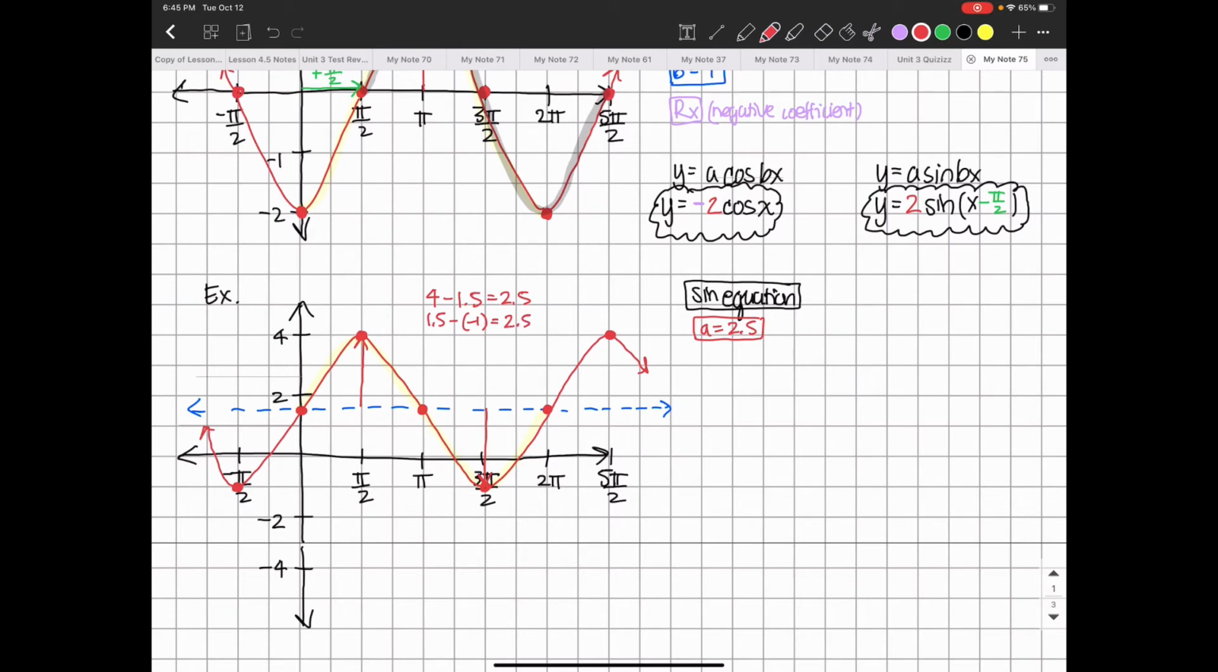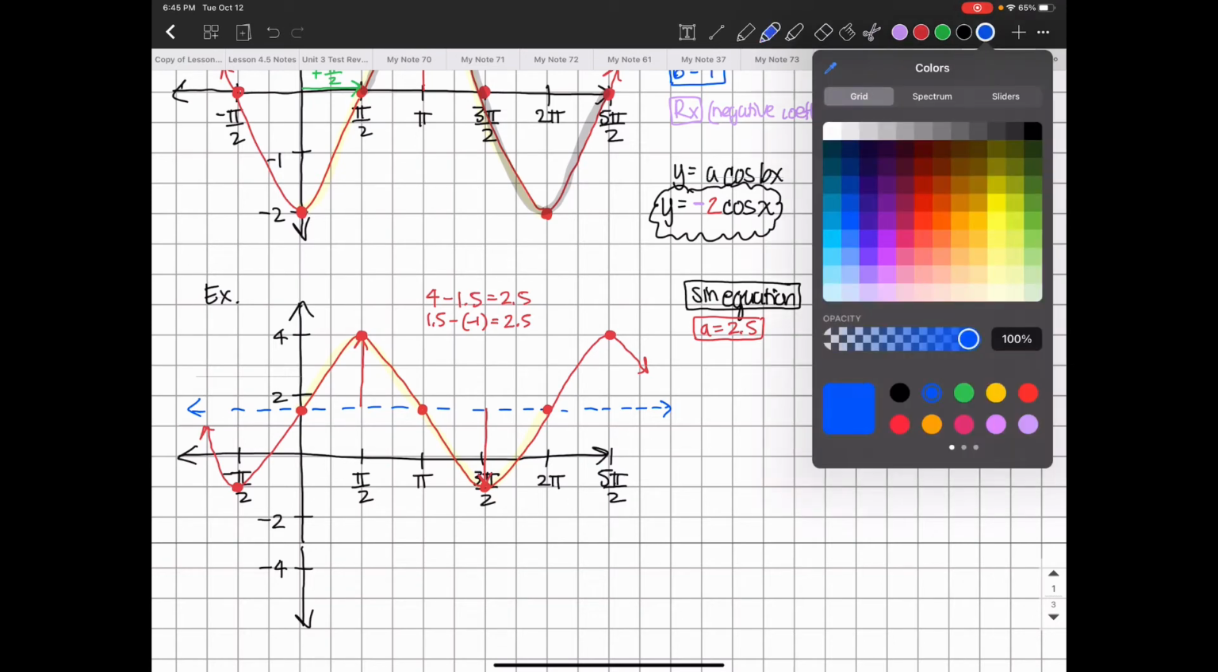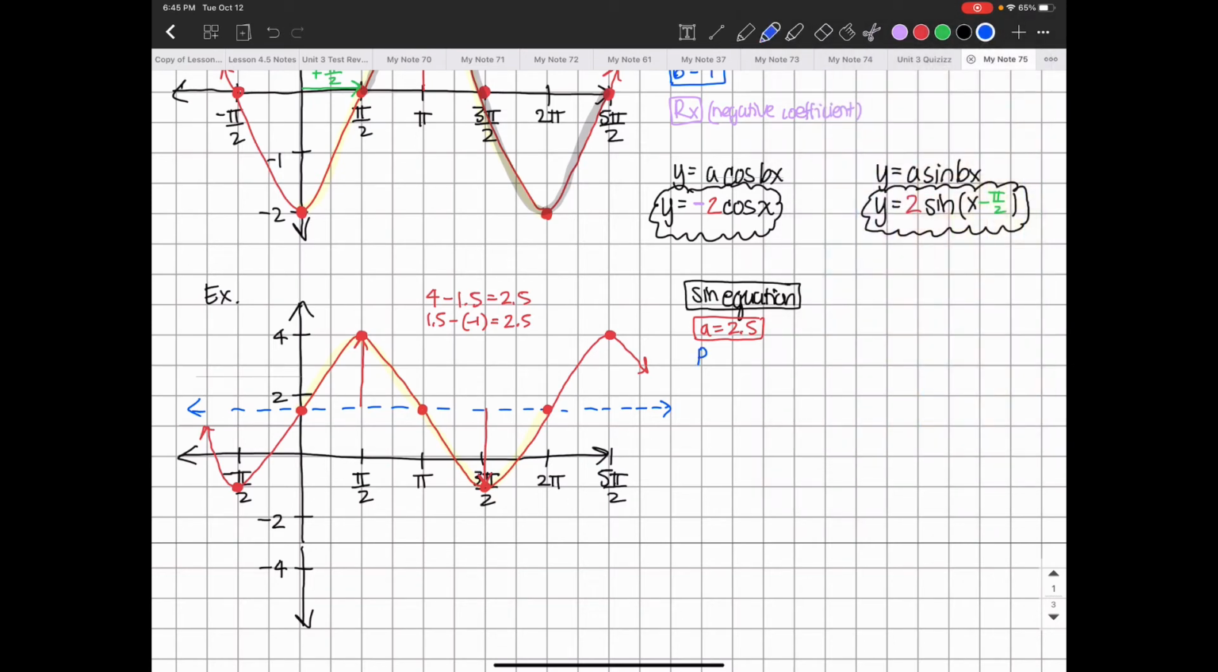Then I'm looking for what is the b. So I need to find what's the period. First of all, the period is 2 pi again, and we already solved that, so I'm not going to do it again. Then that means b is equal to 1. I do not put 2 pi into my equation. I need to know what b is. B is the coefficient for what's inside of sine, or cosine. Sine in this case.